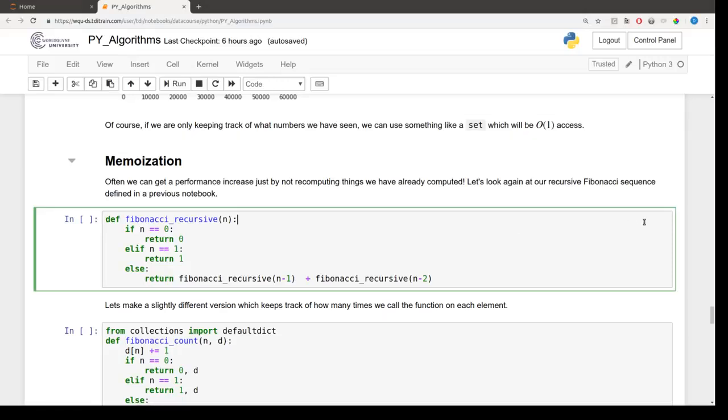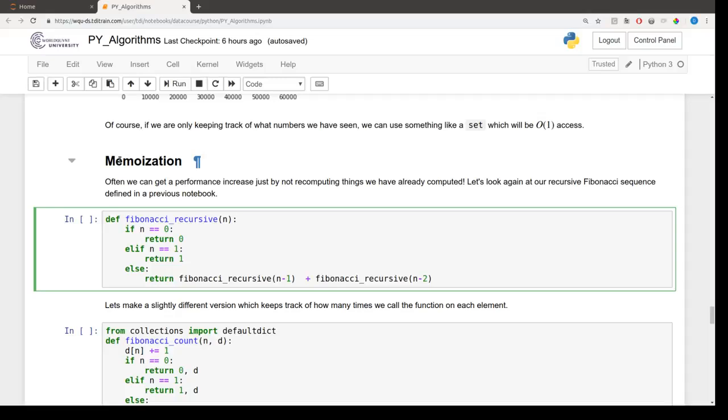Welcome to the third of what will probably be four videos in this algorithms notebook, or about algorithms. In this video, we'll be discussing a technique called memoization, which is related to an idea called dynamic programming, in which we use data structures to our advantage when calculating some kind of mathematical sequence, typically.